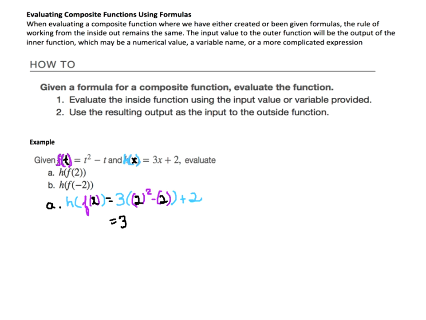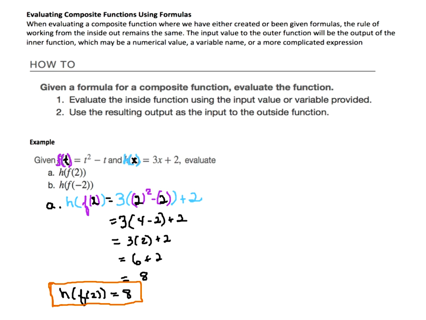So I start with the inside of my parentheses and exponents. 2 squared is 4, and then I have minus 2 plus 2. That's 3 times 2 plus 2, which is 6 plus 2, which is 8. So h of f of 2 is 8. That's my evaluated composition of functions. And B says, we'll do that same thing, but see what happens when you plug in -2. So that's the only thing different, is we're changing our input.